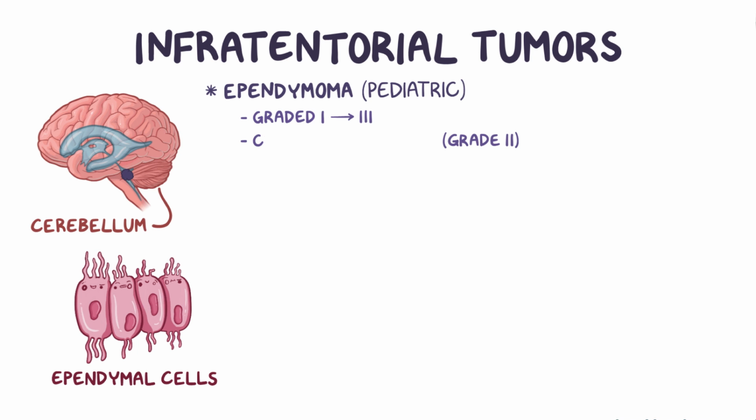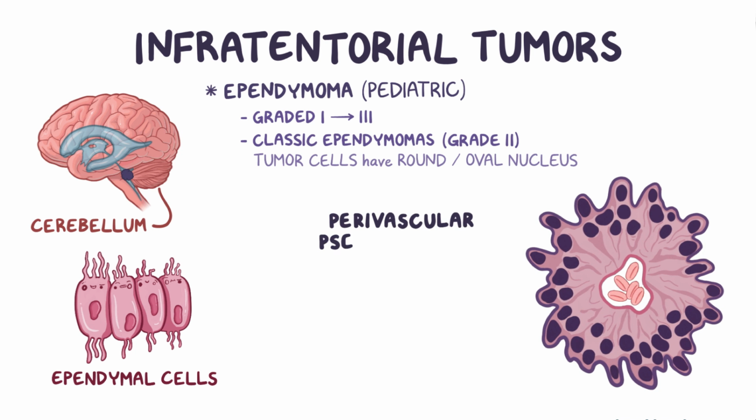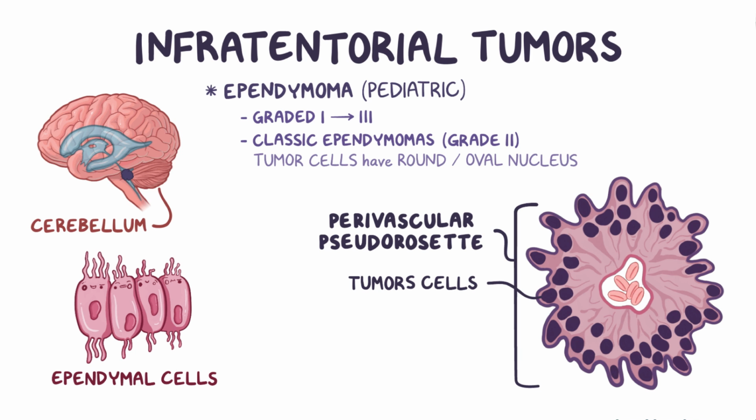In grade 2, classic ependymomas, tumor cells have a regular round to oval nucleus. Histologically, a prominent feature are their perivascular pseudorosettes, which are ring-like structures formed by tumor cells with rod-shaped ependymal processes, like cilia, surrounding a centralized blood vessel.